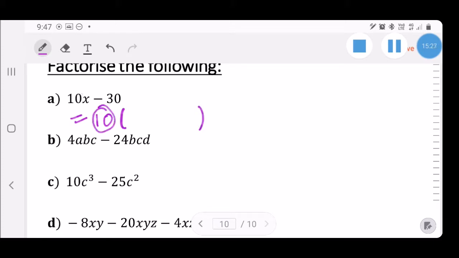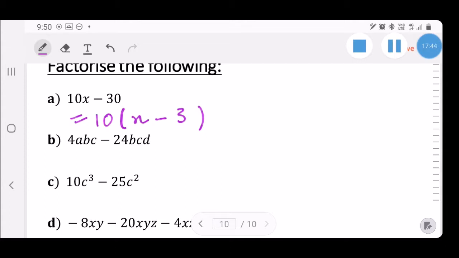10 times what gives me 10x? Well, 10 times x. 10 times what gives me negative 30? Well, it must be a negative, and it must be 3. There we go. 10 times x is 10x. 10 times negative 3 is minus 30. 10x minus 30.